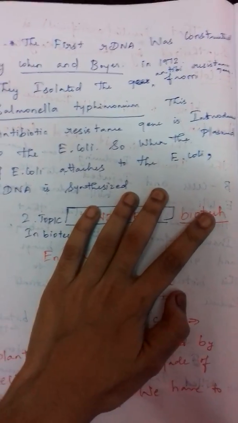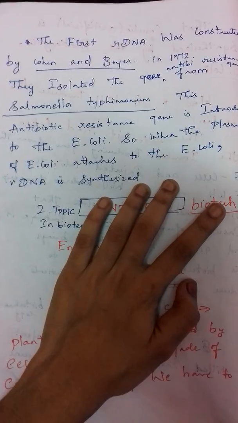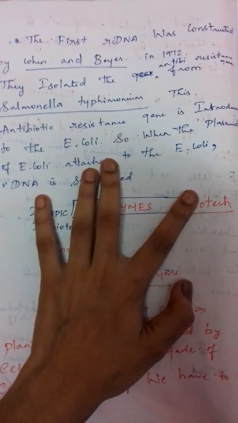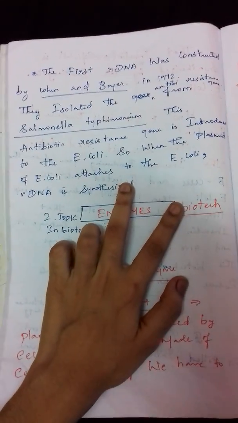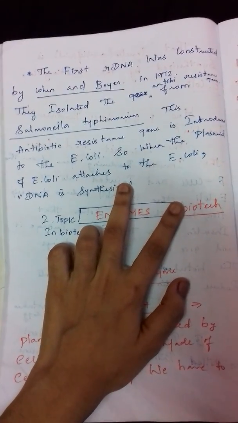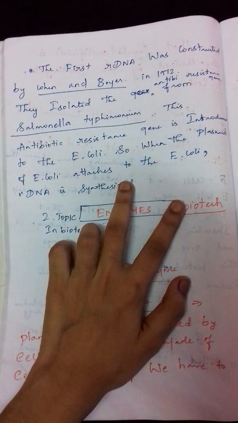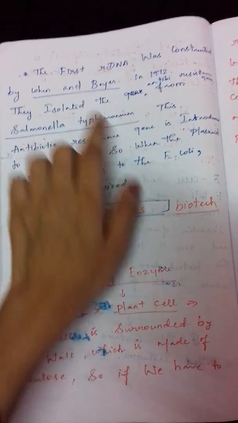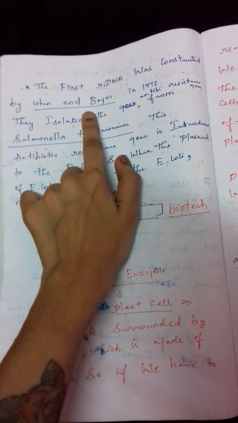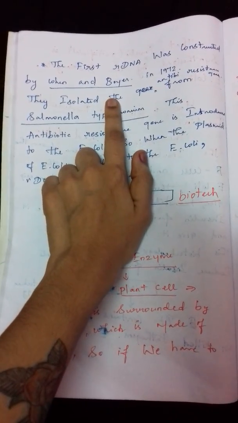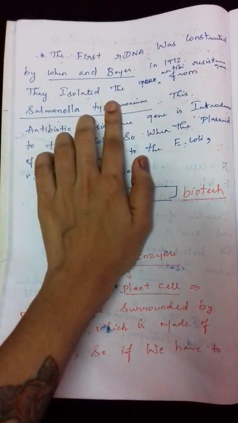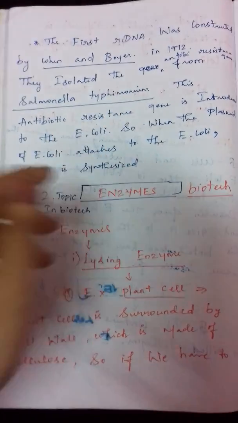This is a small piece of information you have to remember. After vaccines, you have to remember this information. The first rDNA, recombinant DNA, was constructed by Cohen and Boyer in 1972. This is very important information you have to remember.